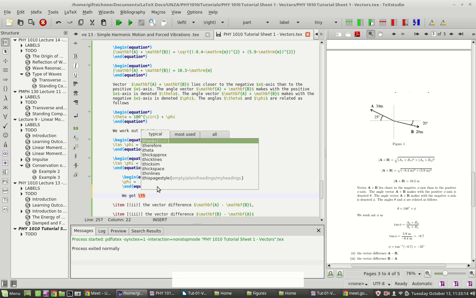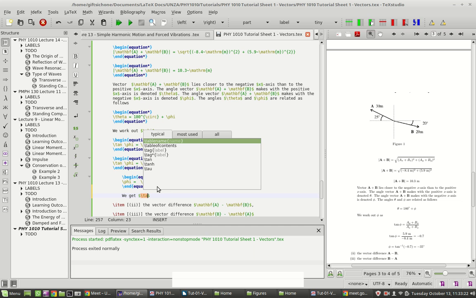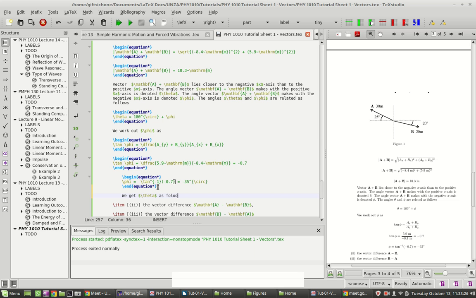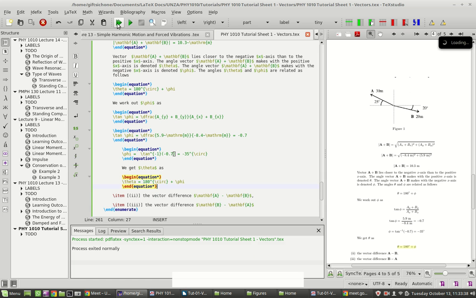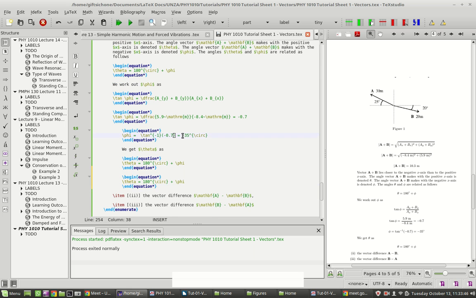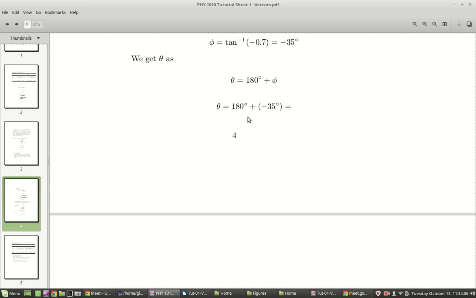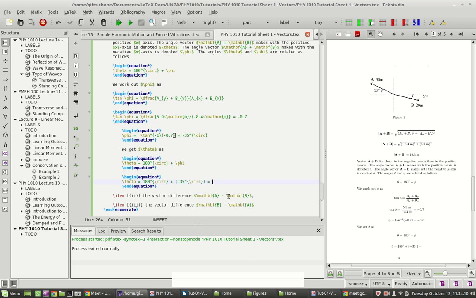Theta follows from here, plus, how much do we get there? Theta is equal to 145 degrees.